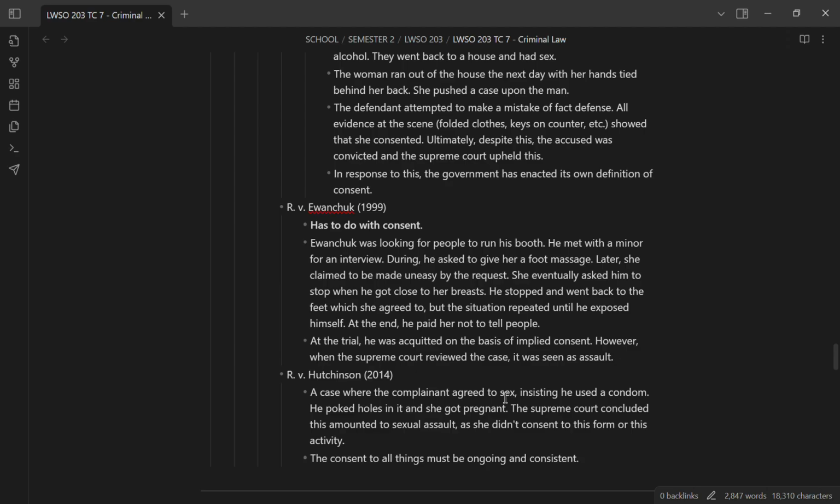At the trial, he was acquitted on the basis of implied consent. He argued that not stopping him and consistently saying, yeah, you can go back to my feet, was consent. However, the Supreme Court reviewed the case and they deemed it assault.